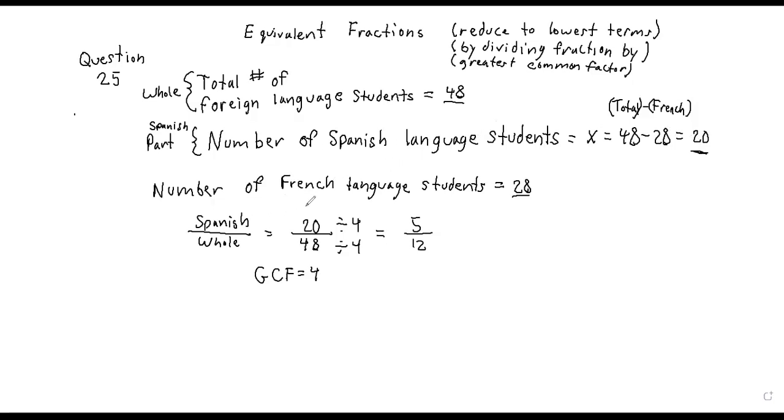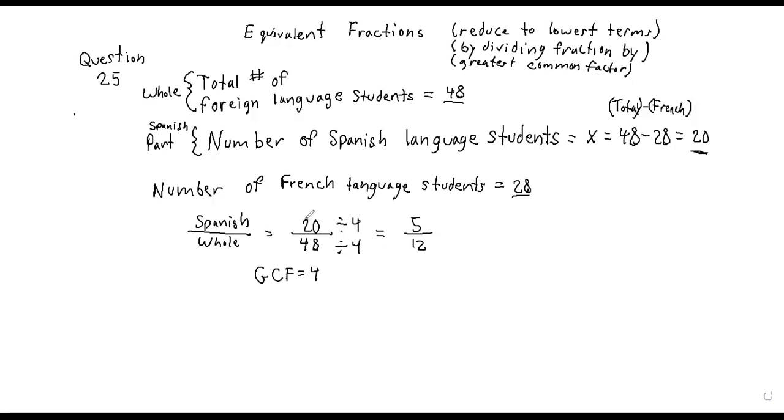Now they ask us, what is the ratio of Spanish students to the total number of students? There are 20 Spanish students, and the total number of students is 48, so it's going to be 20 over 48. They want us to compare this ratio to one of the fractions in the answer list. What we need to do is reduce this fraction, get an equivalent fraction. And how do we do that?